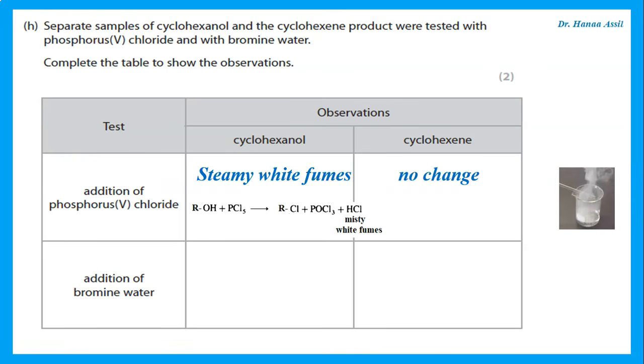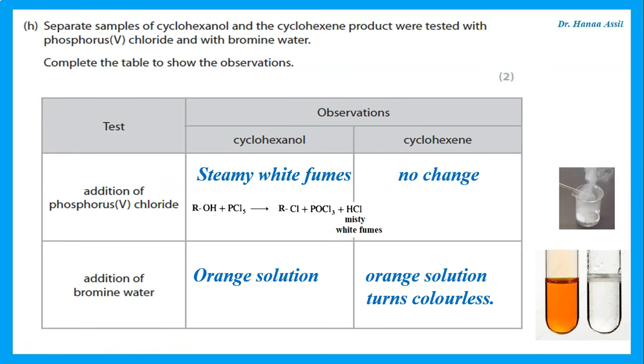What if we add bromine water? Again, bromine water is a test for what? You should know bromine water is a test for alkenes. So with alkenes, the orange solution of the bromine water turns colorless. But with the cyclohexanol, there is no reaction. So the orange solution remains orange, or the color does not change. But with an alkene, the color of the bromine water is removed, so it turns colorless.